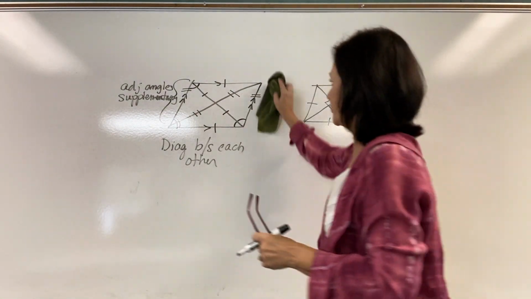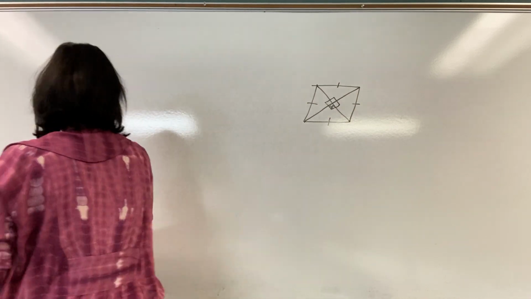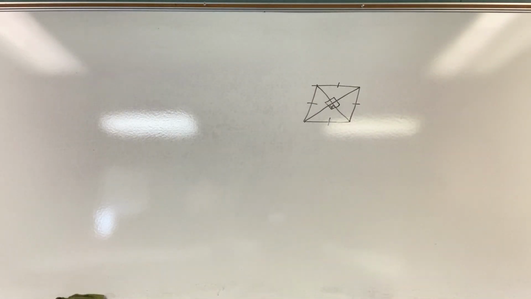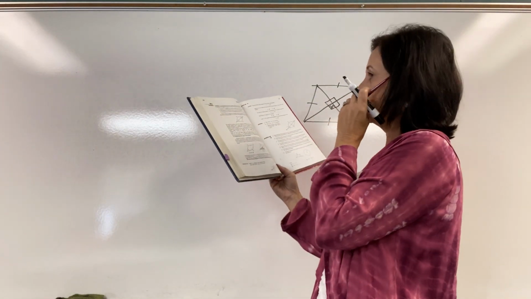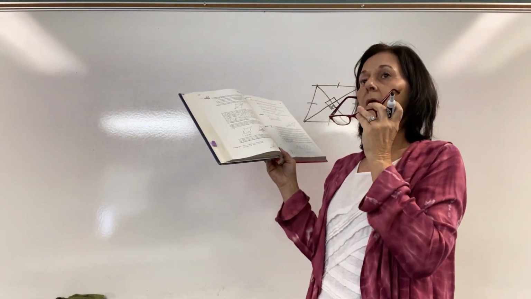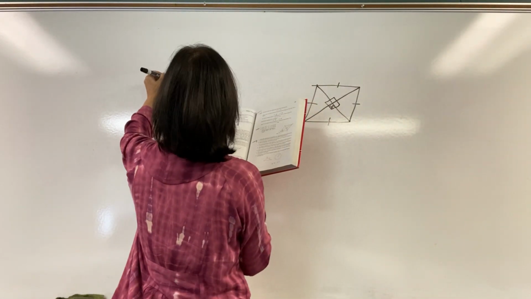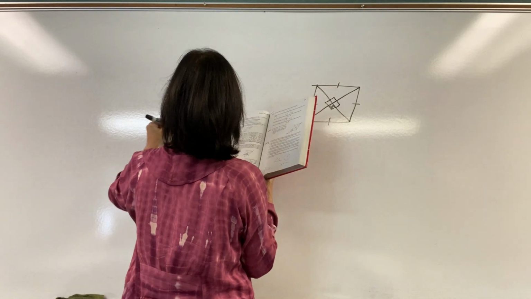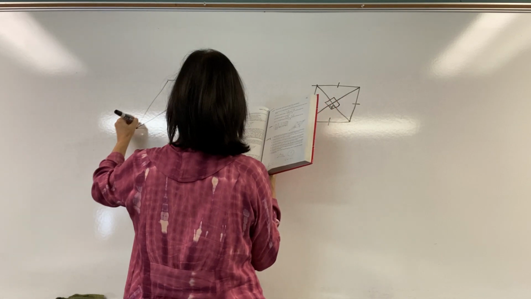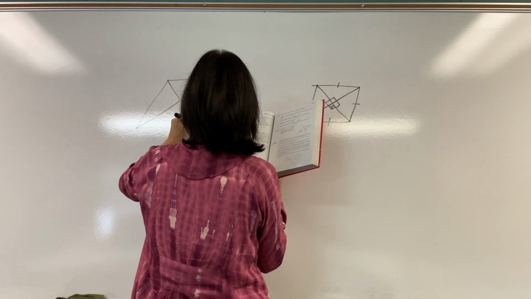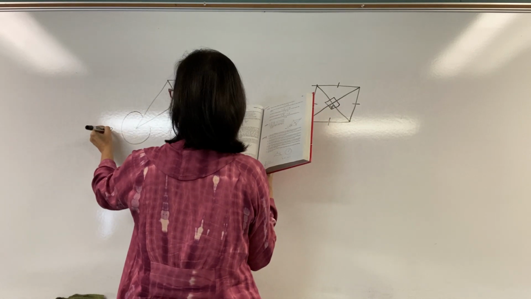All right, so that's the picture in practice problem C. It is of a rhombus. And there is something else unique about a rhombus. Okay, I'll tell you that in a minute. Here's the rhombus in the book. Oh, I do need to tell you one more thing.